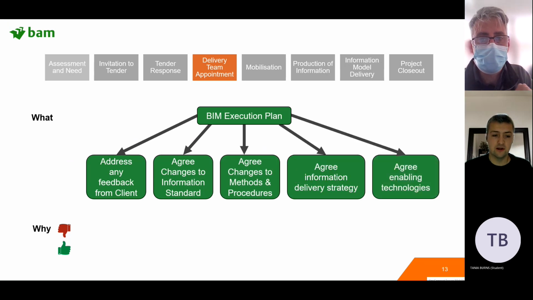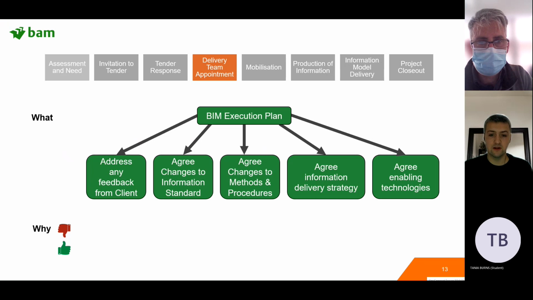in terms of the BIM execution plan, these are the activities that we're carrying out: addressing any feedback from the client, agreeing changes to their information standard, because we receive these documents from them. It doesn't mean that we can't make changes to them. We might come to the client and say, look, we're aware of better ways of doing this, or we think these standards might cause us some issues. Can we make these amendments to make things a bit smoother? Things like that. The contractor is the one who has to implement these things and actually carry them out.